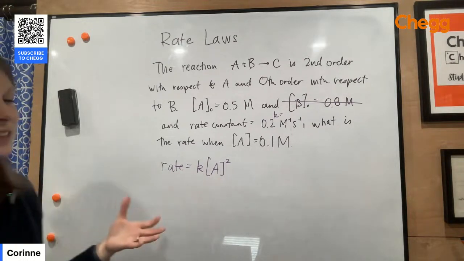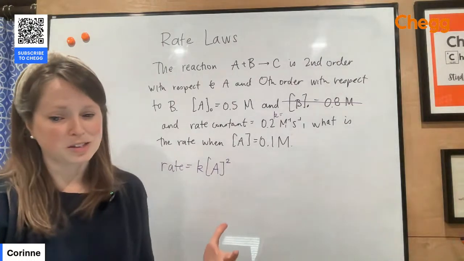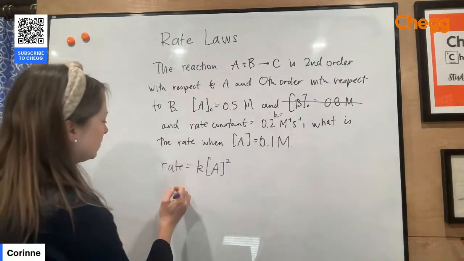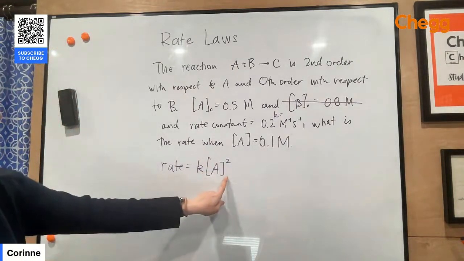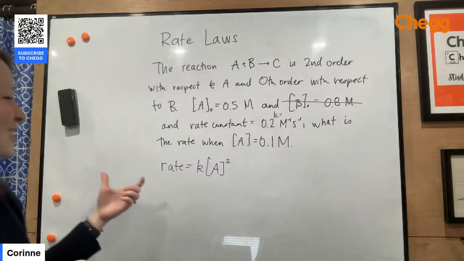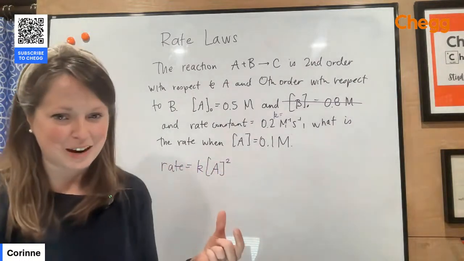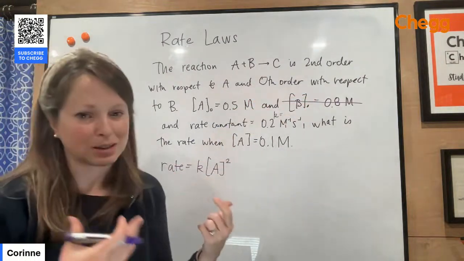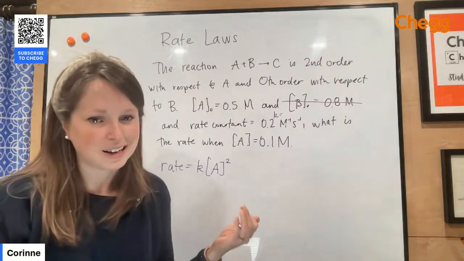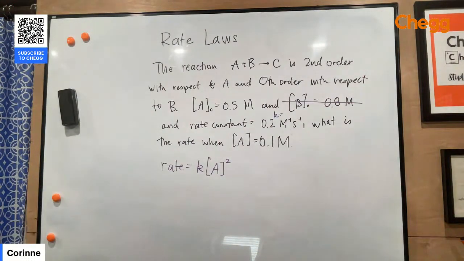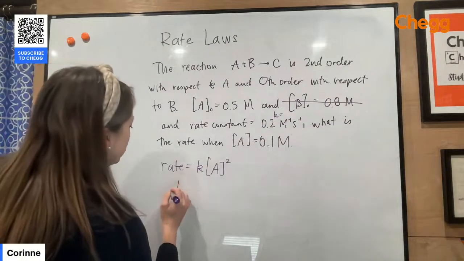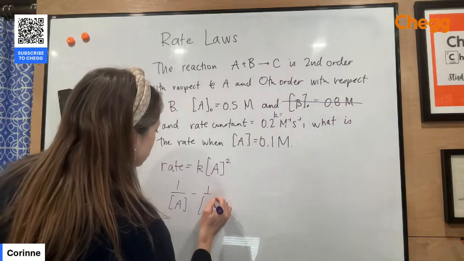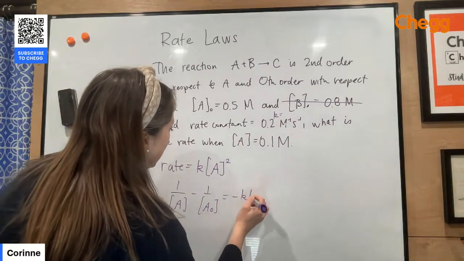So what we want to do is we need to have that rate law expression memorized. This is second order. And what you need to do is add up the overall order of that reaction. So in this case, we are second order with respect to A, 0th order with respect to B. Therefore, our overall order is second order. So we're just going to remember our expression is 1 over our concentration minus 1 over that initial concentration, A naught, is equal to negative KT.